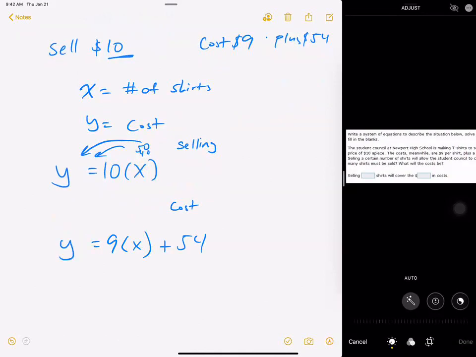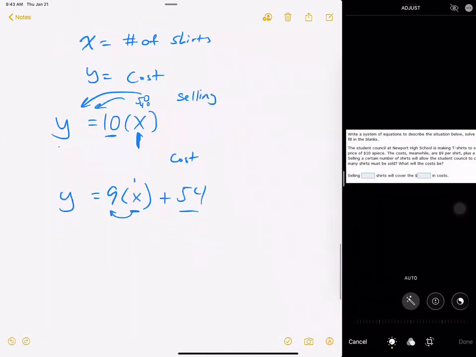But then plus there's a $54 setup fee. And this will give us our total cost. So if we look at this, I wrote two equations here. The first equation was how much I'm going to make off these shirts. And that's the number of shirts, X, times $10. That gives me how much I'm going to make. The second equation, though, is how much it costs. The shirts I buy are $9 each, plus a setup fee. So if I buy one shirt, this is going to be $54 plus 9, so $60-something. But if I only sell one shirt, I only made $10. So we're not breaking even.